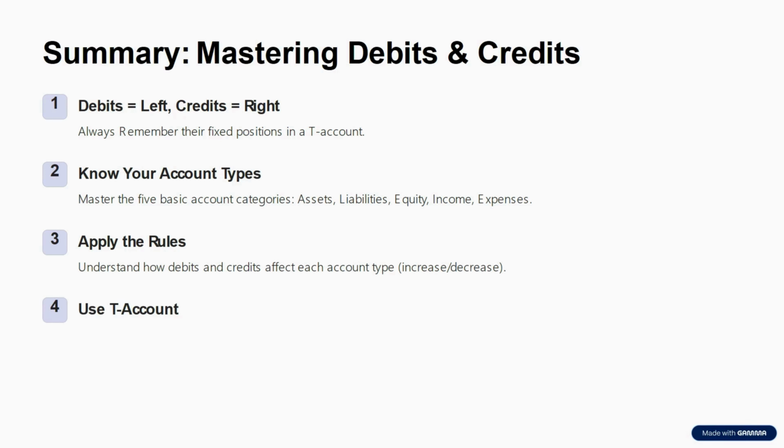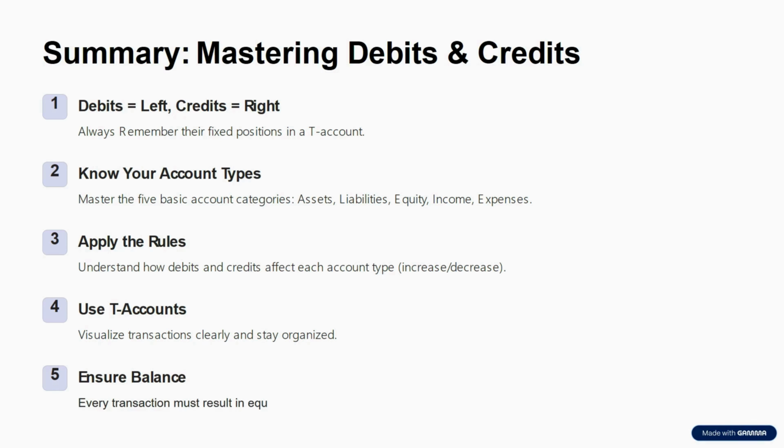Number 4, use T accounts. Visualize transactions clearly and stay organized. Number 5, ensure balance. Every transaction must result in equal debits and credits.